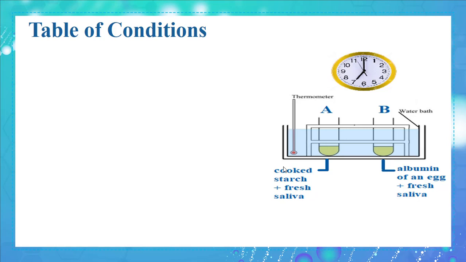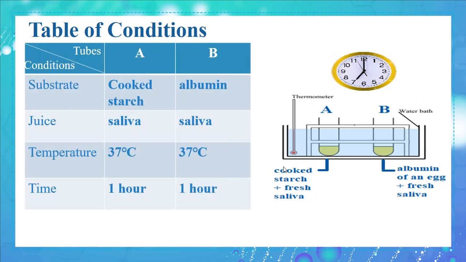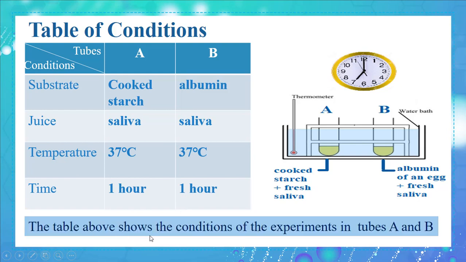The conditions are variables like temperature, time, juice, substrate, enzyme that are relative to each test tube. You start by drawing a table with two entries. You put the tubes on a side and the conditions on the other side. So here for tube A, the substrate is the cooked starch, while for tube B, the substrate is the albumin. Juice is saliva for both. Temperature is 37 degrees Celsius for both, and the time is 1 hour for both. And don't forget to give a title for your table.